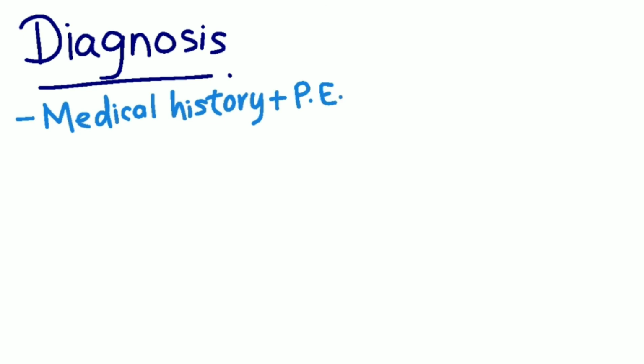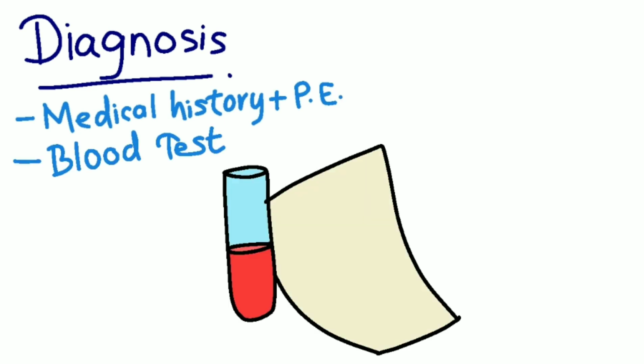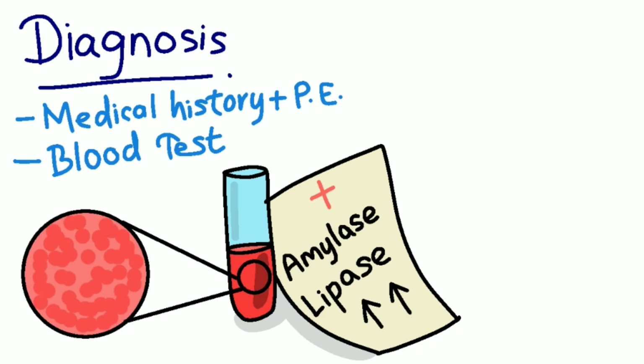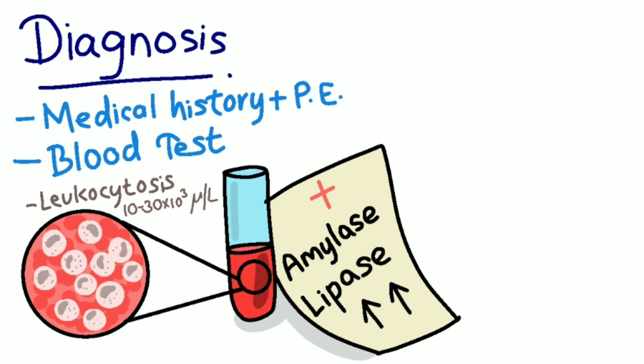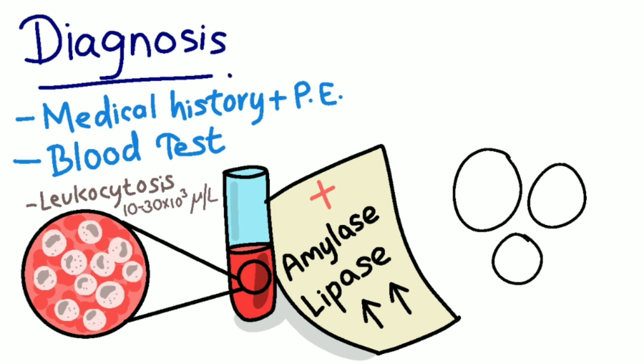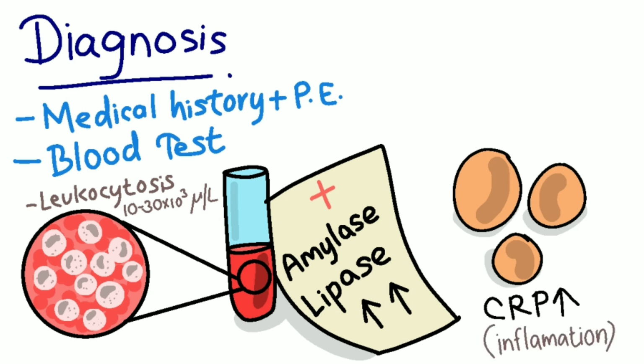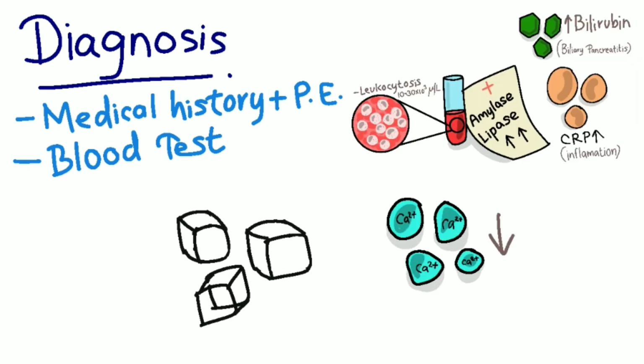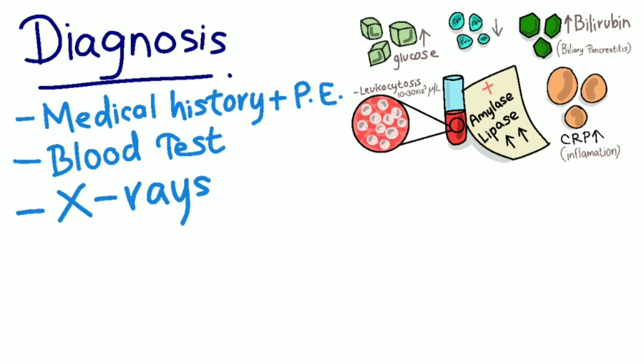For the diagnosis of acute pancreatitis, the medical history of whether the patient was under alcohol consumption or had prolonged steroid therapy is very important. Plus, the physical examination. Several markers from the blood test: an increase of amylase and lipase, leukocytosis around 10,000 to 30,000 per microliter, an increase of C-reactive protein showing inflammation, an increase in bilirubin content showing biliary pancreatitis, a decrease in calcium, and hyperglycemia.